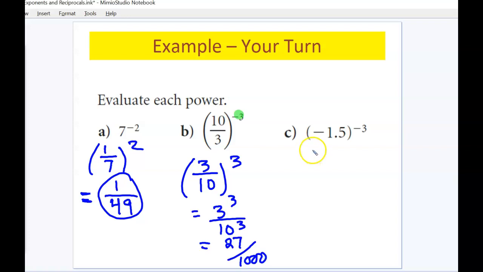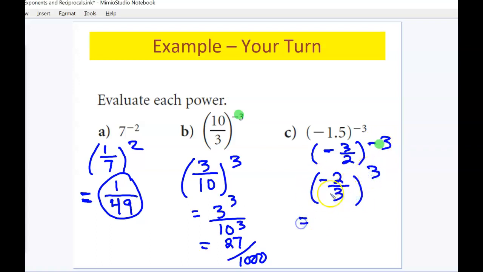Now, negative 1.5, you have to realize that negative 1.5 is a fraction. It's negative 3 over 2. Again, I want to get rid of that negative exponent. I flip the base, so negative 2 over 3, all to the power of 3. Again, the negative either goes with the numerator or the denominator, so negative 2 cubed over 3 cubed. Negative 2 cubed is negative 8, and 3 cubed is 27.